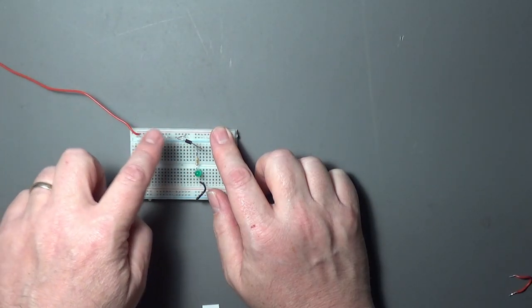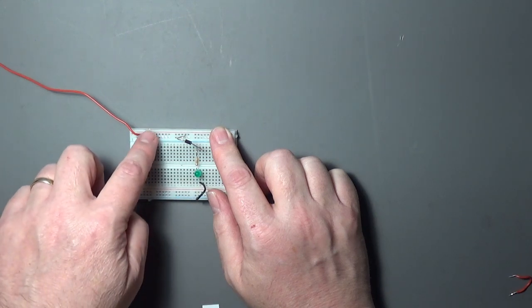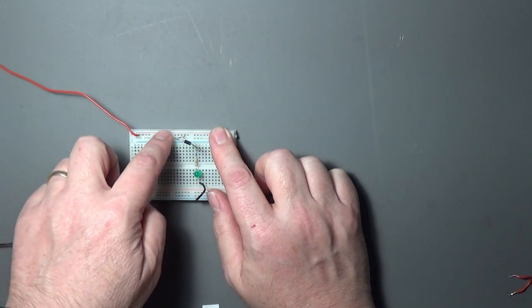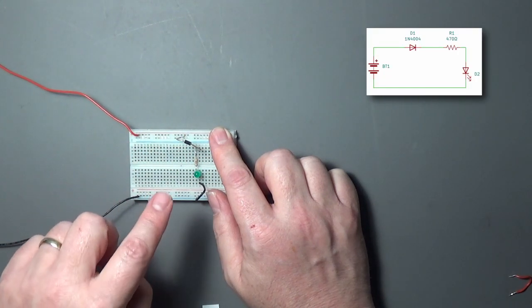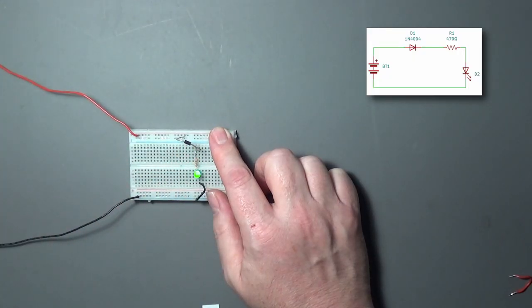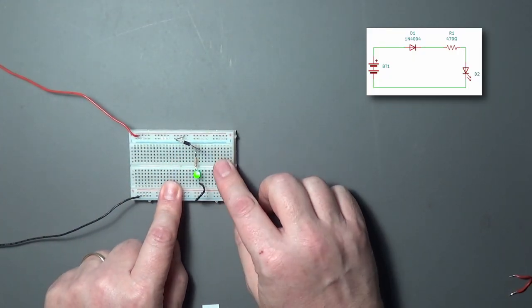And when I turn the power on, this is what's called forward biased. So if we look at conventional positive current, it comes this way through like this, and this will allow it to pass through, and then the LED comes on.